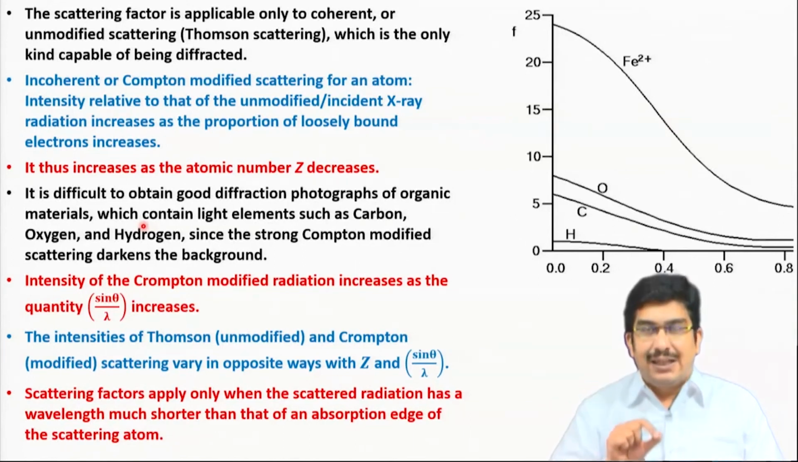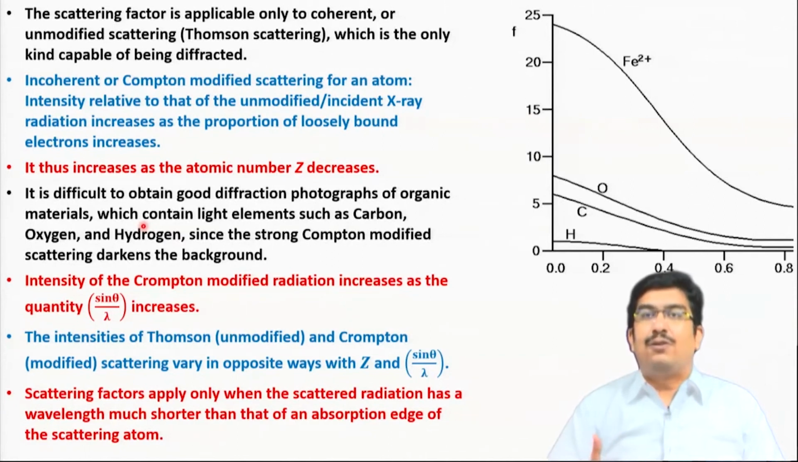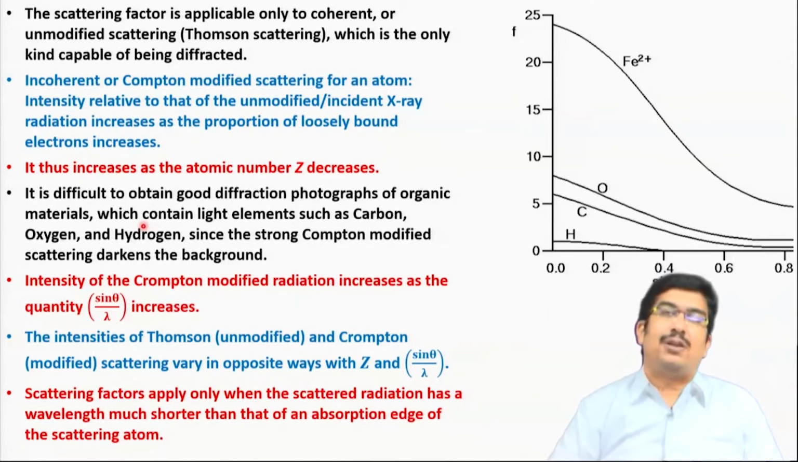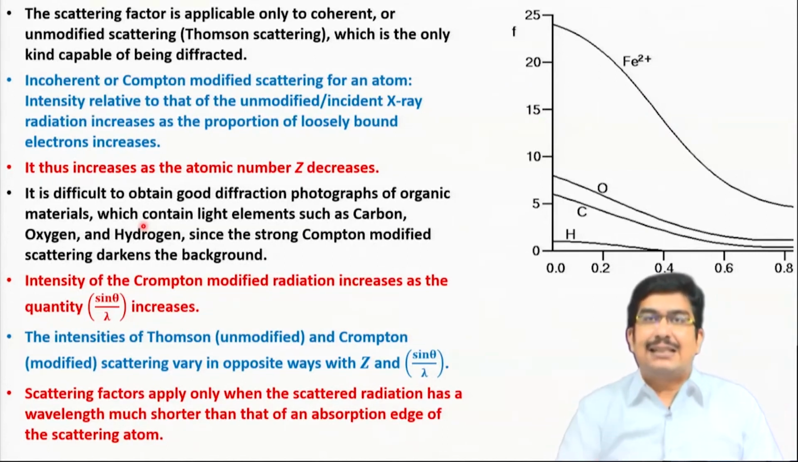If the atomic number decreases, there will be less charge in the nucleus, and this small amount of charge will not be enough to bind all the electrons present in the outer shell. So the relative proportion of loosely bound electrons will increase as the atomic number decreases. That means the relative intensity of the Compton modified scattering will also increase as the atomic number decreases.